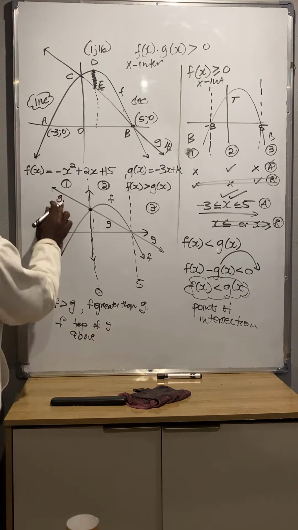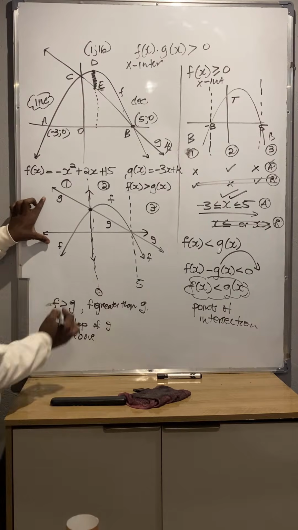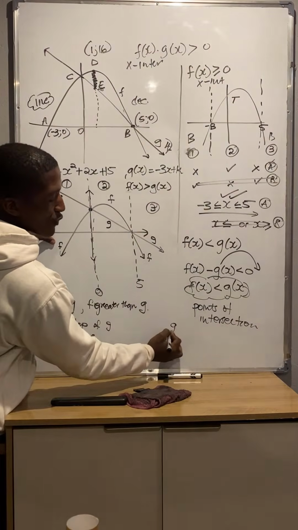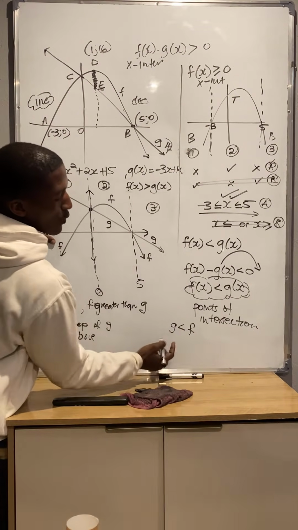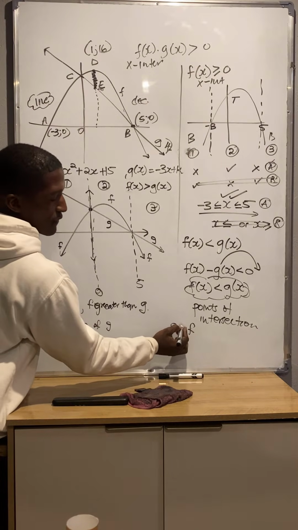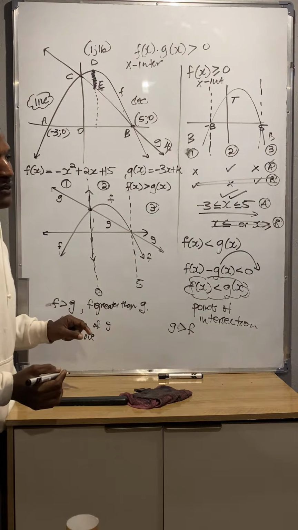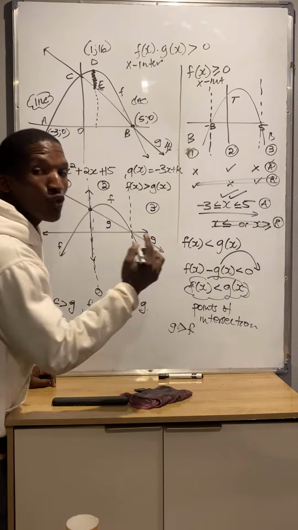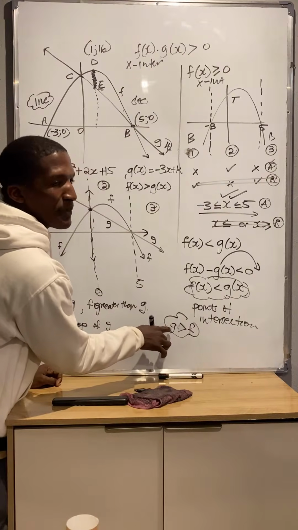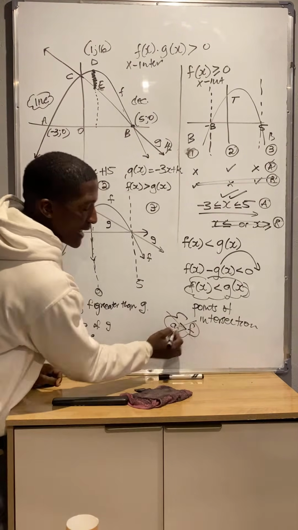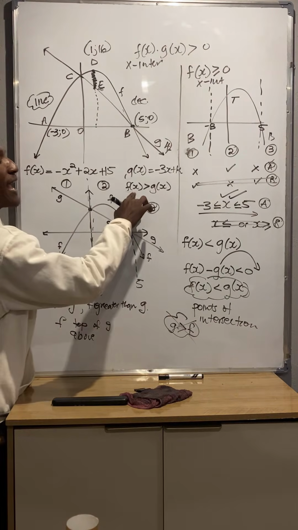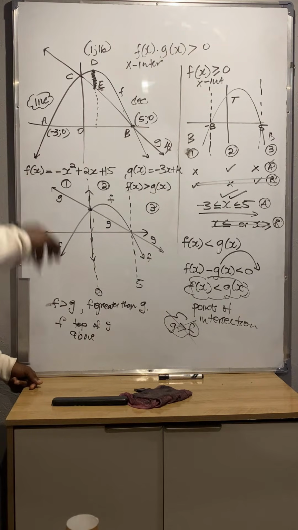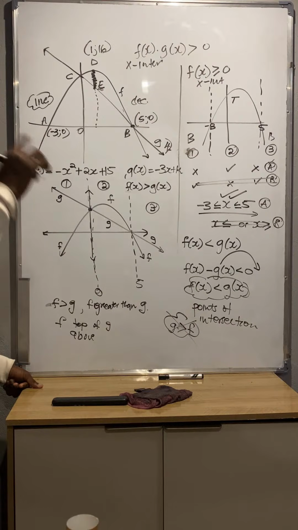So let's look at section number 1, number 2, number 3. If it was like this, for example, G greater than F, then we would want the other way around. However, we want where F is greater than G. F should be above G.